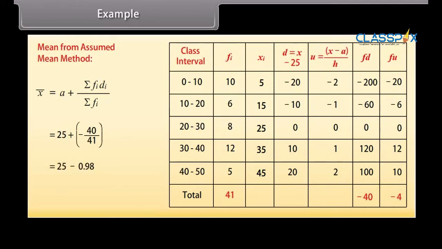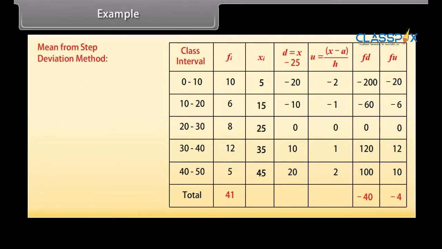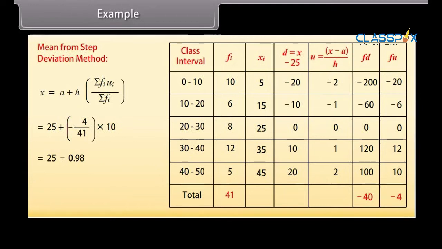25 minus 0.98, 24.02. After this, we find the mean using step deviation method by using the formula: assumed mean plus h multiplied by summation of the product of fi and ui divided by summation of fi. 25 plus minus 4 by 41 multiplied by 10. 25 minus 0.98. 24.02.